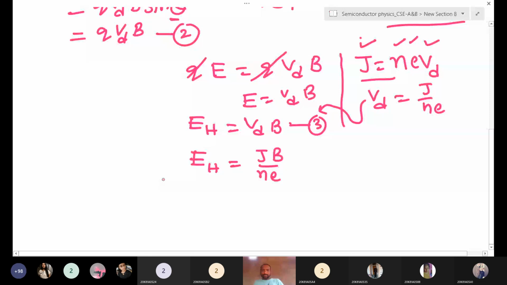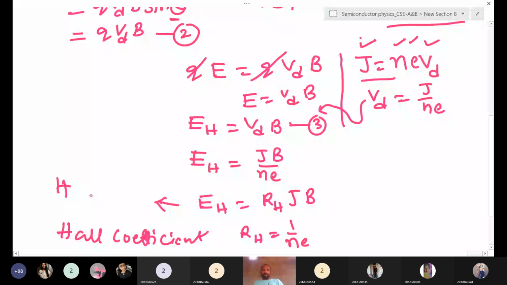EH is equal to RH into JB. This RH is equal to what we can write? 1 by NE. This RH is the Hall coefficient, and this EH is the Hall field.